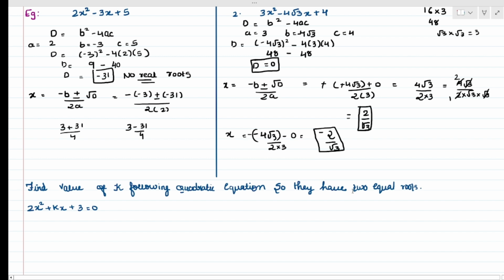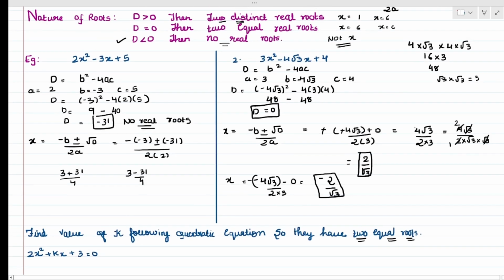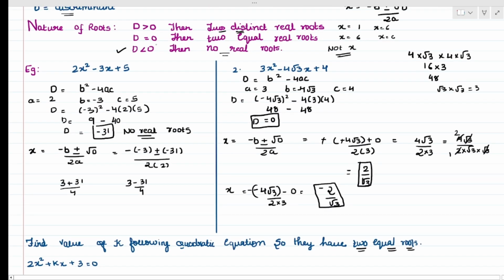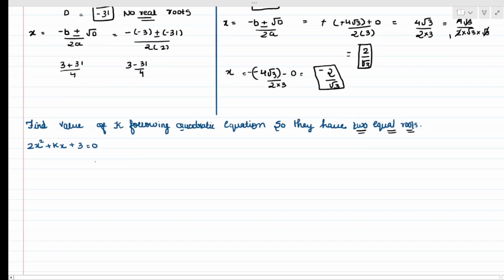Okay. Now, the last question of this video is to find the value of k so that they have two equal roots. Now, they have mentioned one condition over here, that you are having two equal roots. As we studied earlier, when the value of D equals 0, then we can have two equal real roots. So in this case, we will assume that our D is equal to 0. Okay. So just write the formula D is equal to b square minus 4ac, where we are taking our D equal to 0 as mentioned in the question.